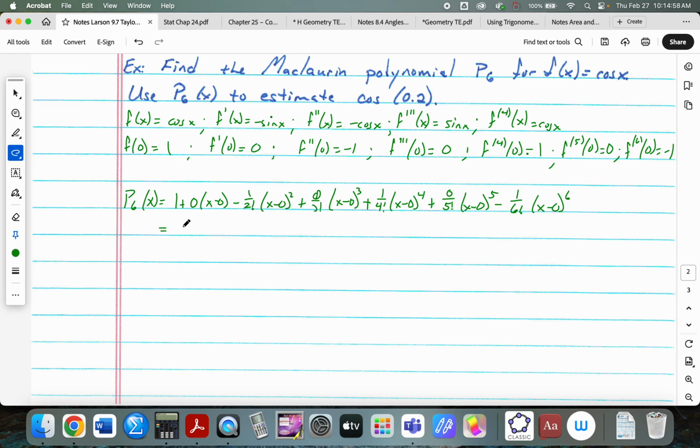So simplifying that, we get 1 minus x squared over 2 factorial plus x to the 4th over 4 factorial minus x to the 6th over 6 factorial.